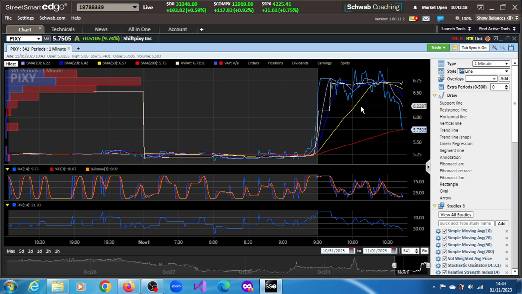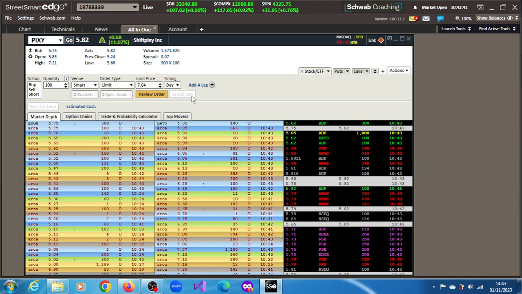Obviously, PIXY has a very tiny float and also has a very small market cap. So we might be seeing a manipulation here, pumped all the way towards 6.96 dollars, and it's now down to $5.8. So something might be going on there. I mean, the news hasn't filtered through.